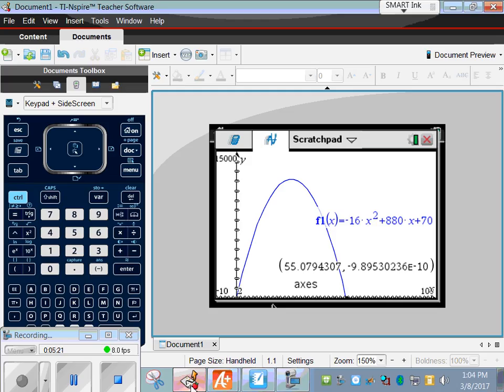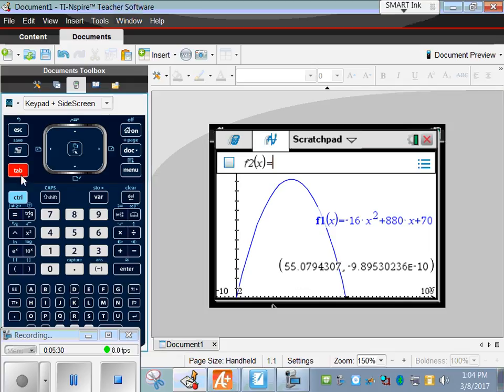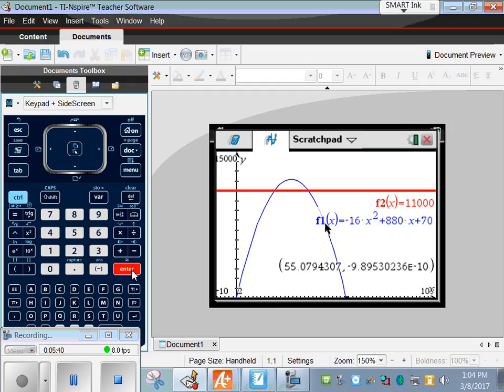Go back to your graph. So the second question says, when will it hit 11,000 feet? What we can do is put a line in at 11,000 feet. So everybody press tab and then do 11,000 and then press enter. And you should get a straight line at 11,000 feet. So when's the parabola actually going to hit 11,000 feet? Or I mean the pumpkin. Right here. That's a special point where they intersect, and right here. And we want to know at what time.